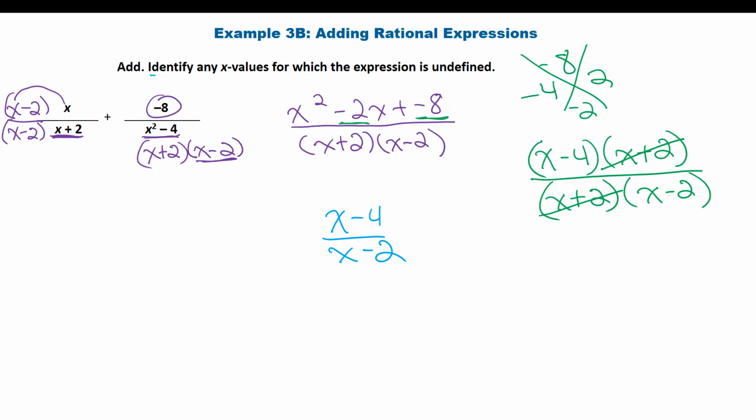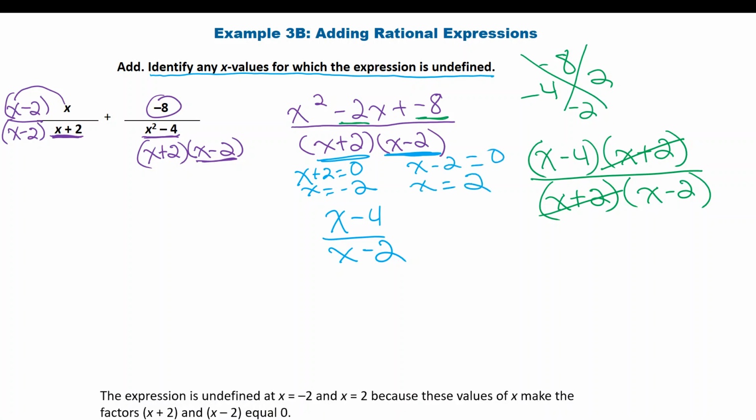Now, don't forget the second part. Identify the x values for which the expression is undefined. I have to look at these two over here. I can't just look at my answer. So I know x plus 2 equals 0, so x equals negative 2. And x minus 2 equals 0, so x equals positive 2. So what that tells me is that the expression is undefined at x equals negative 2 and at x equals 2. Because these values of x make the factors x plus 2 and x minus 2 equal to 0. So here's your simplified form where you added it together, and here are when the expression is undefined.